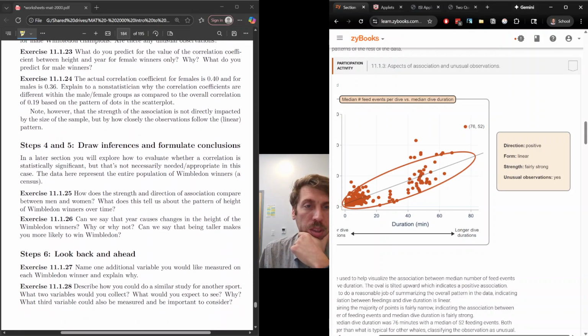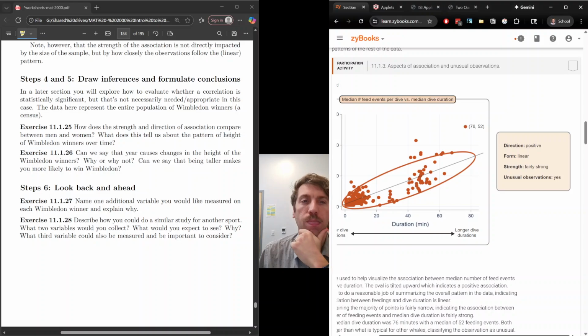Okay. Now step 4 and 5. So for number 25, how does the strength and direction of association compare between men and women? What does this tell us about the pattern of height of Wimbledon winners over time? Well, the fact that the correlation coefficient is positive instead of negative should tell us something, and the fact that it's a little bit stronger should tell us something. Okay?